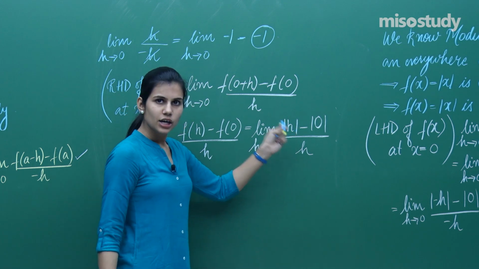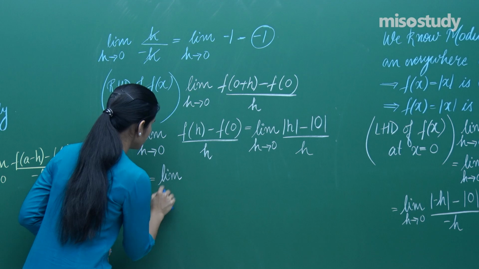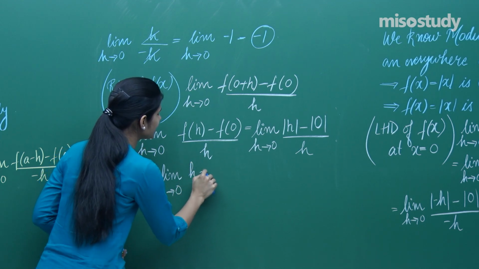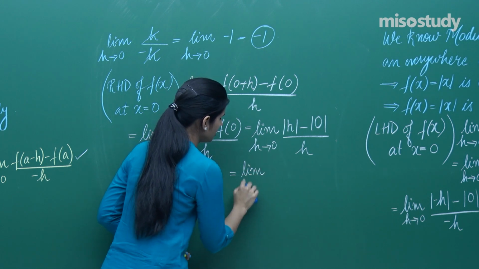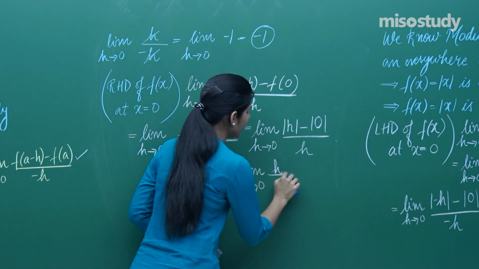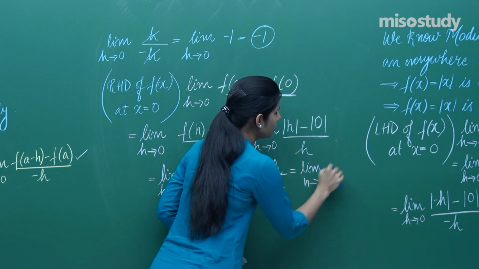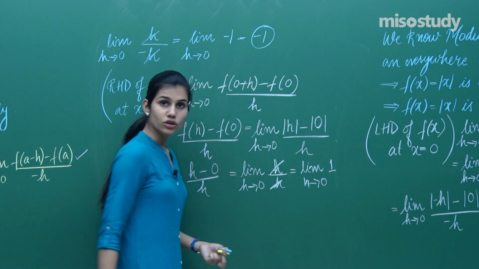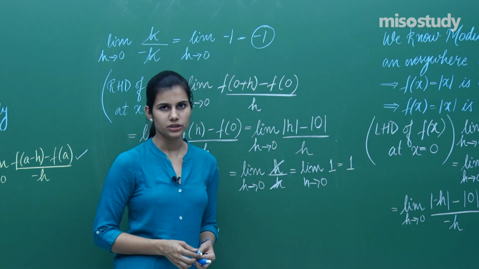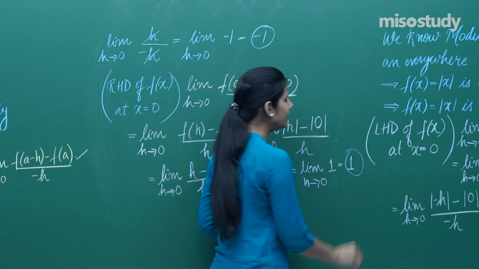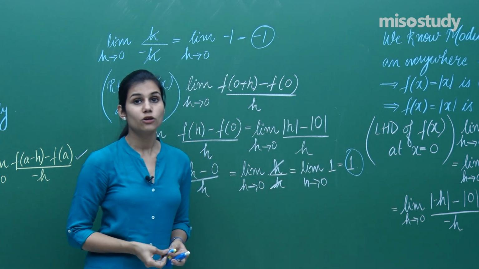h is positive, so mod h is same as h. This will be limit h tends to 0, mod h is same as h, mod 0 is 0, whole upon h, which gives you limit h tends to 0, h upon h, which is limit h tends to 0 of 1, because I can cancel them as they are non-zero, which is just 1 because it's a constant function. That means the right hand derivative of f at 0 is coming out to be 1, and the left hand derivative of f at 0 is coming out to be minus 1.